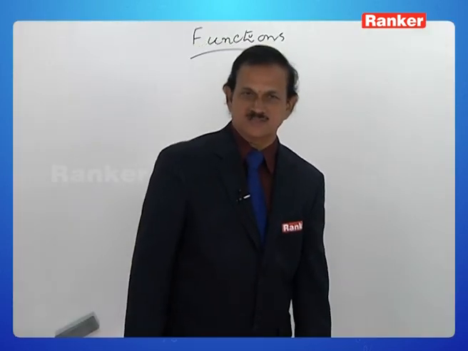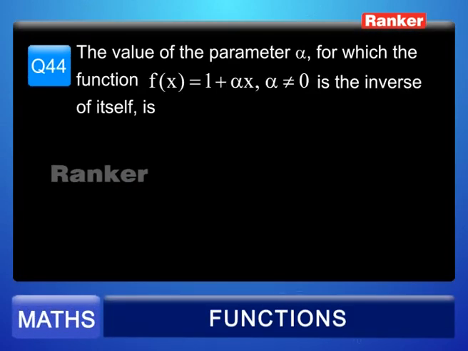An interesting question comes before us. The value of the parameter alpha for which the function f of x equal to 1 plus alpha x, alpha is not equal to 0, is the inverse of itself is: first option minus 2, second option minus 1, third option 1, fourth option 2.